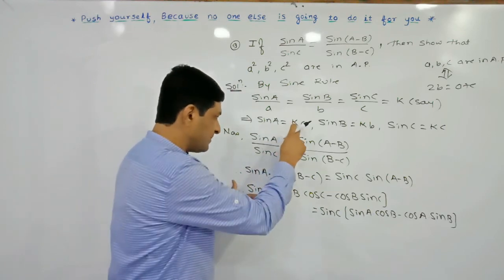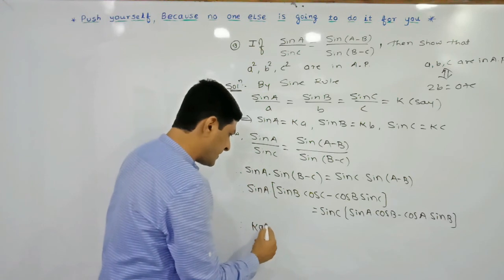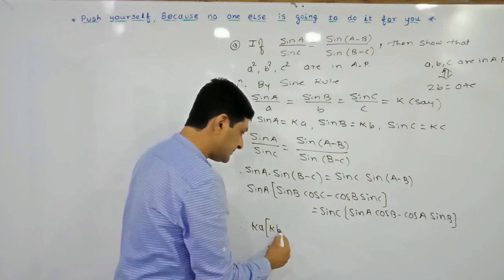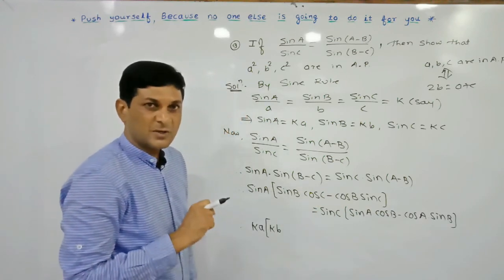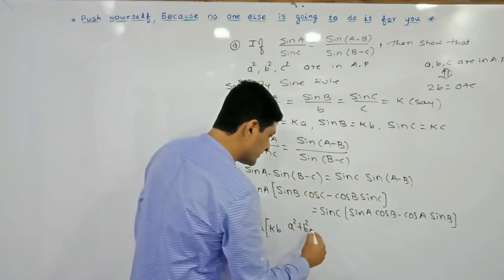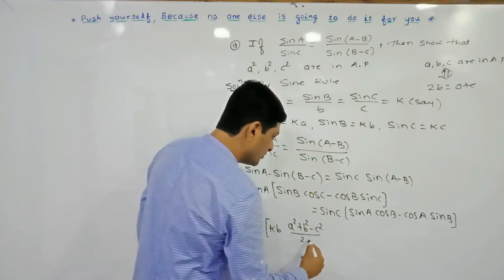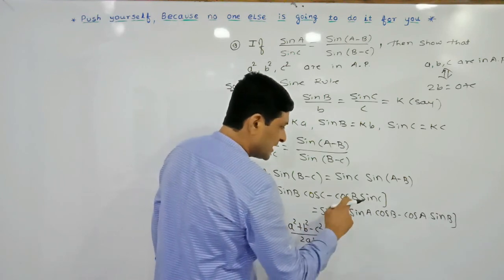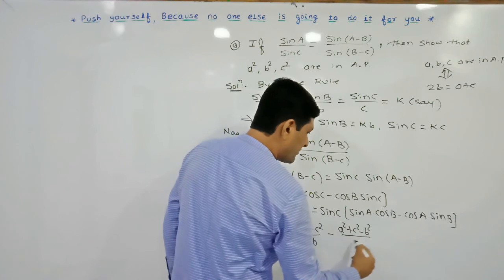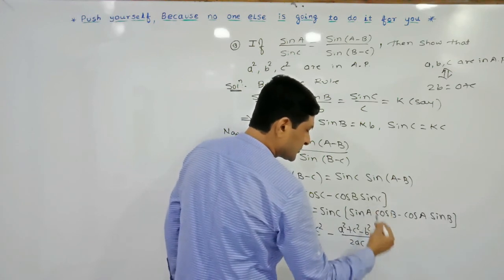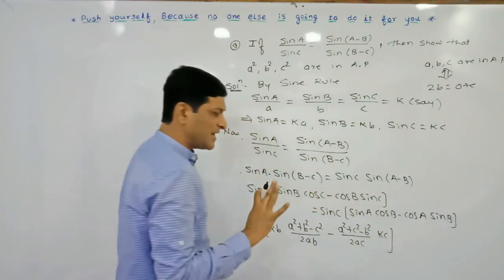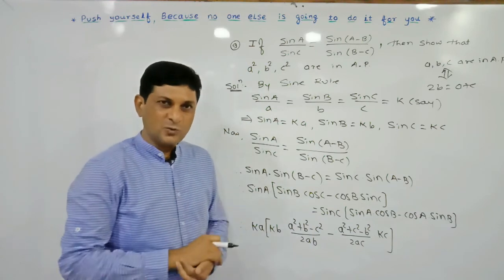Now the next step is very important, try to understand it. Here sin A can be replaced by ka. Sin B can be replaced by kb into cos C. According to the cosine rule, the value of cos C is (a square plus b square minus c square) upon 2ab. Minus cos B, that is (a square plus c square minus b square) upon 2ac. Lastly, sin C is equal to kc. We are simply applying the sine rule and cosine rule.